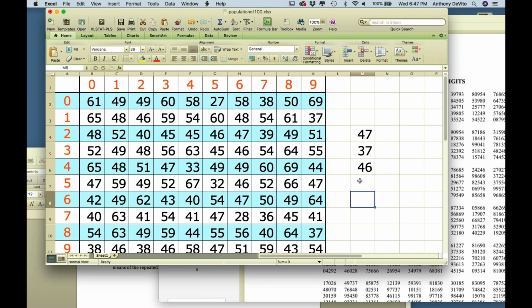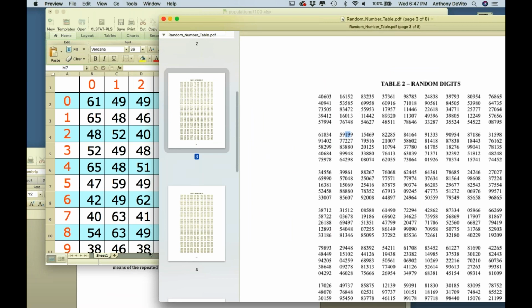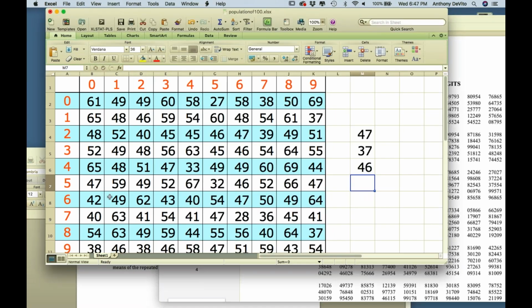And the next number is going to be 98, row 9, column 8, which is 43. I'm going to take those four numbers and find their average. And the average happens to be 43. I'm going to make that bold so I recognize it. The average I got was 43.